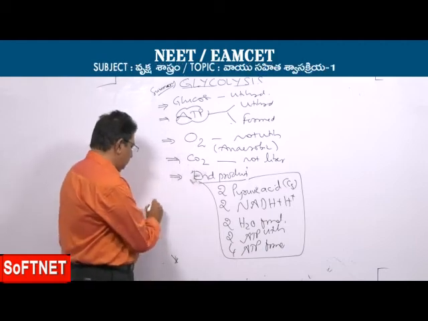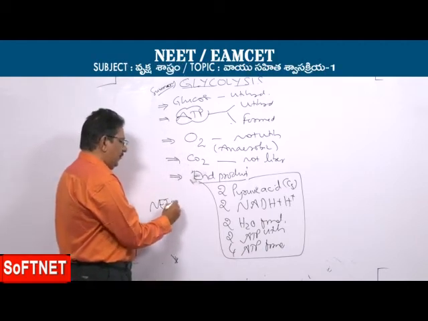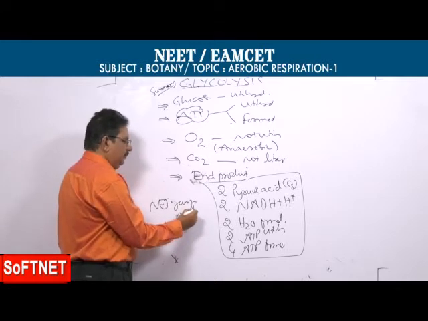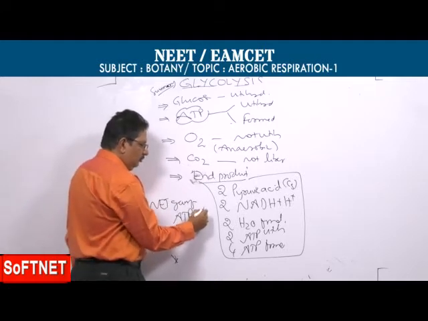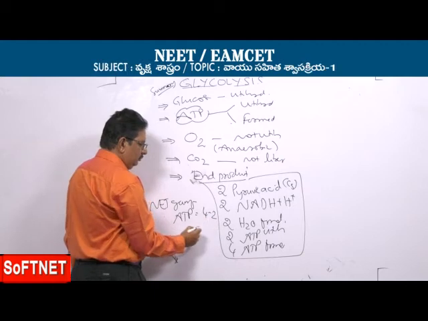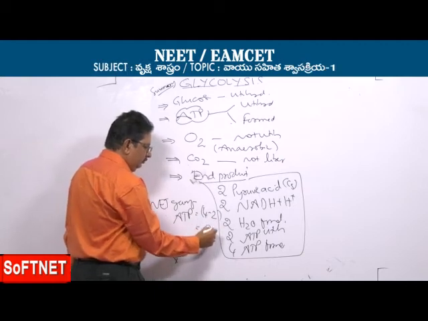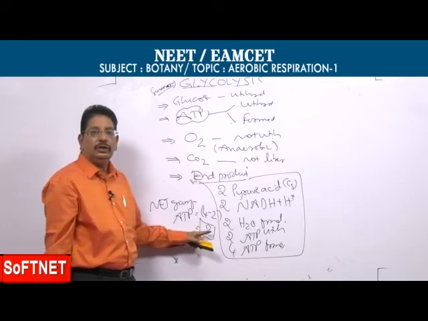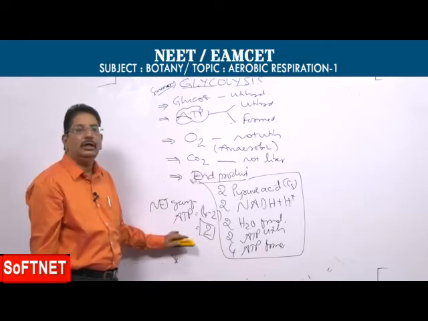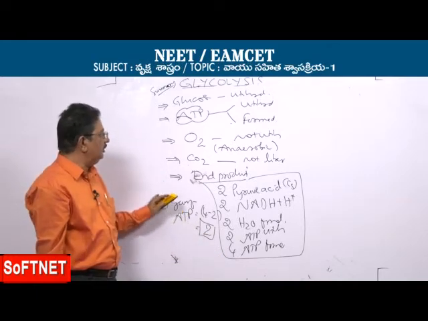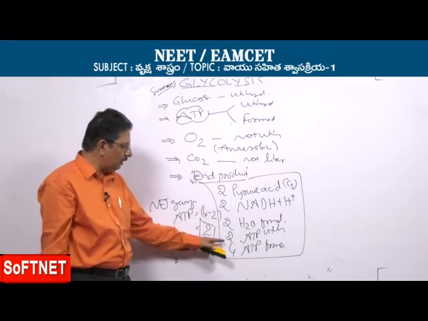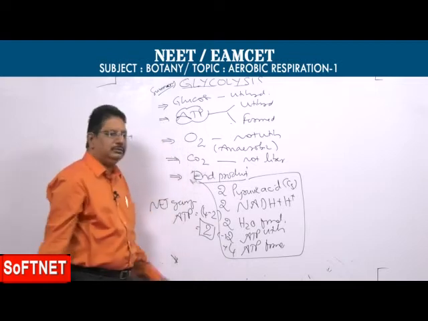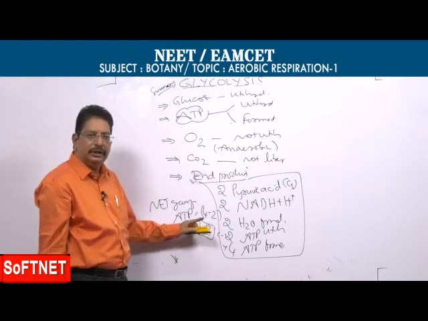That means the net gain of ATP is 4 minus 2. So, during glycolysis there are only 2 ATP released as a net. 4 are formed, 2 are utilized. So, finally, the net gain is 2 ATP.